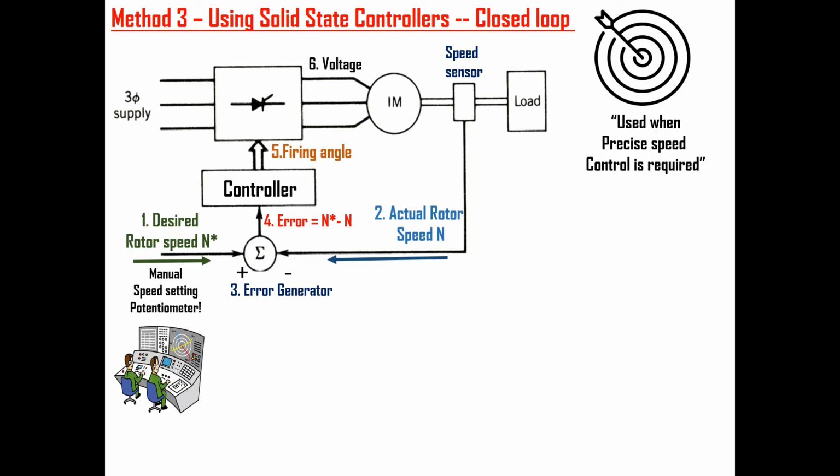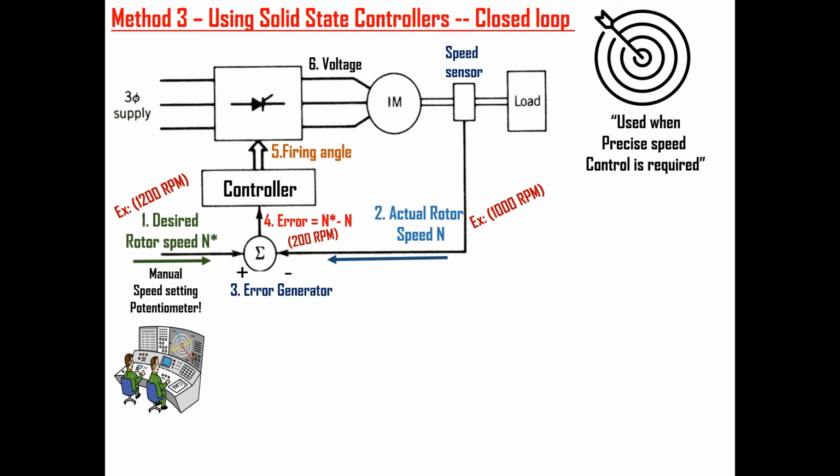For example, let's take the desired speed n star which we want as 1200 rpm. The actual rotor speed n is only 1000 rpm. You can think it's because of disturbances such as supply voltage fluctuations. So the error generator will generate the error, which is n star minus n, so it is 200 rpm.